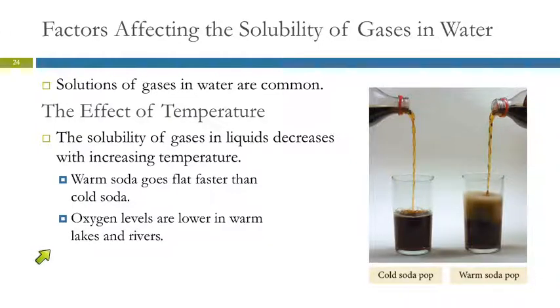This affects fish and other aquatic life. Oxygen levels are lower in warm lakes and rivers. So if you have, say, a factory that's dumping water into a river, even if the water they're dumping out is perfectly clean, if it's too warm, it causes thermal pollution of the river. The area where the water's coming out is warm, the oxygen levels are low. Any fish that are unfortunate enough to be in that area are going to die because they can't get enough oxygen.